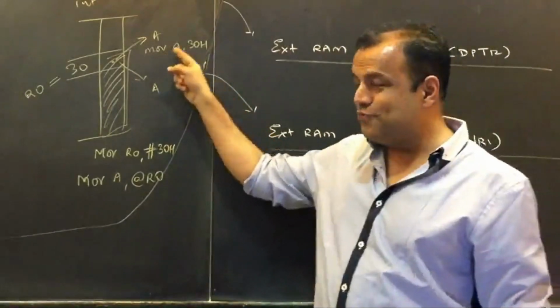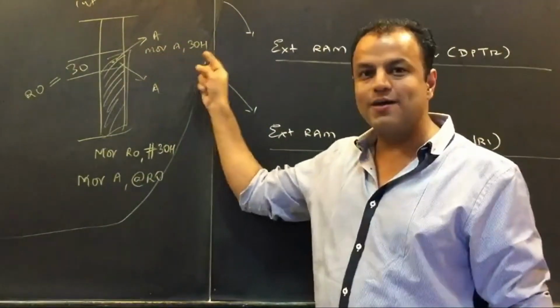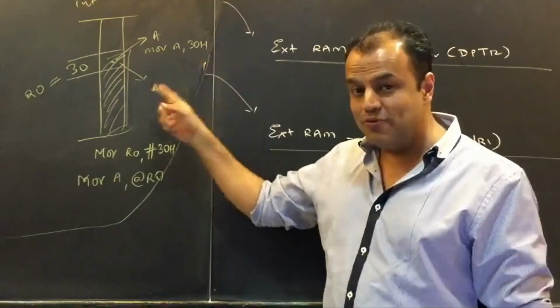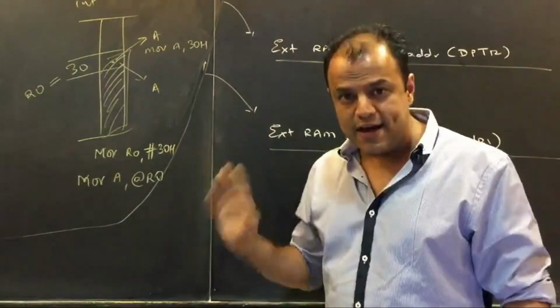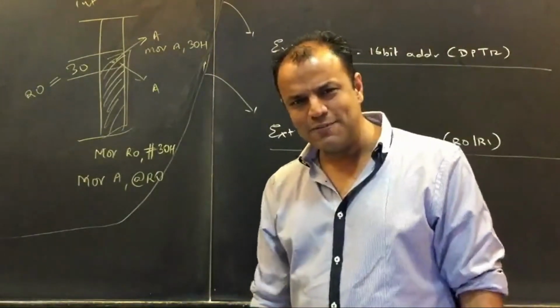Now, if you write MOV A, 30, that is direct addressing mode, you will then have to write MOV A, 31, MOV A, 32, MOV A, 33. Like this, you will have to write 10 times. Is that good programming? That is rubbish. You don't do programming like this.